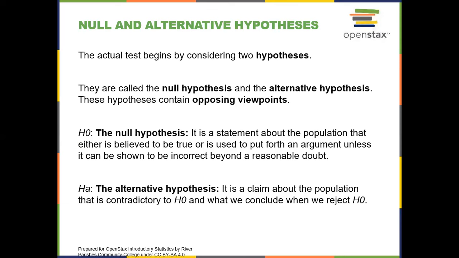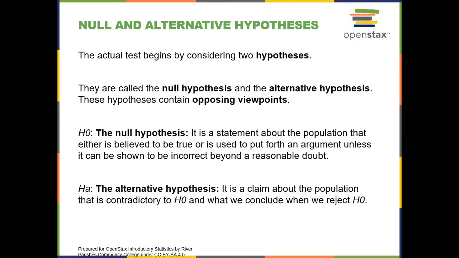The alternative hypothesis is also a statement about a population parameter, for example the population mean, related to the null hypothesis, but they are opposing. For example, the null hypothesis can be the mean equal to a certain value, and the alternate the mean not equal to that value. So H sub 0 is the null hypothesis. It is a statement about the population that either is believed to be true or is used to put forth an argument unless it can be shown to be incorrect beyond a reasonable doubt.